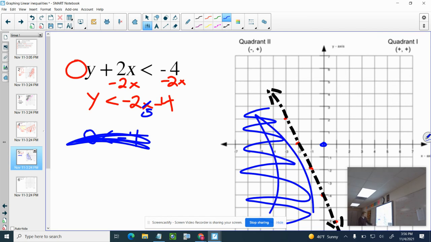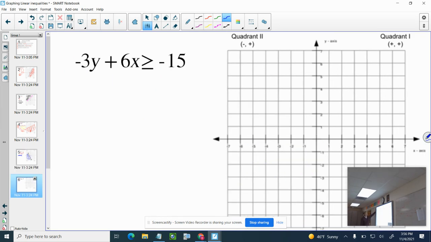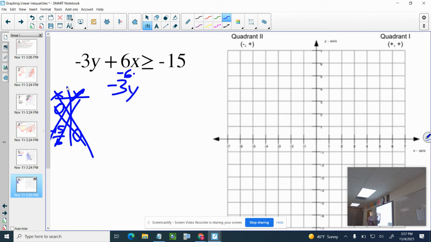Okay? All right, last one. So we have negative 3y plus 6x is greater than or equal to negative 15. Could do the t-chart. Okay, t-chart doesn't work the best here because when I try to figure out what x is when I cover up y, negative 15 divided by 6 doesn't give me a nice number. So I'm not going to use the t-chart here at all. I'm going to go straight to rearranging. So I'm going to start by subtracting 6x from both sides. So negative 3y is greater than or equal to negative 6x minus 15.